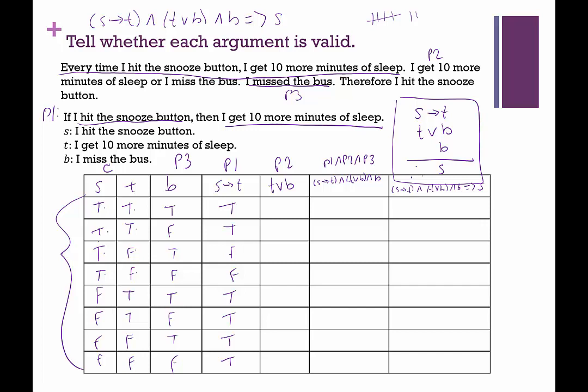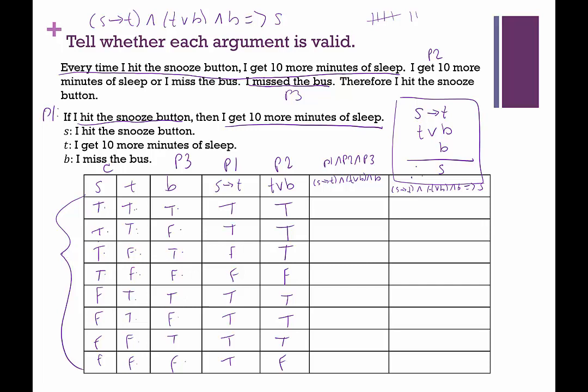Okay, T or B. So in order for this disjunction to be true, one of them needs to be true or both. True or true is true. True or false is true. False or true is true. False or false, nope, false. True or true is true. True or false is true. False or true is true. False or false is false.